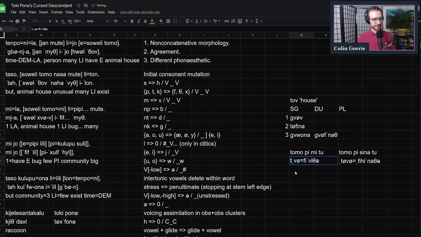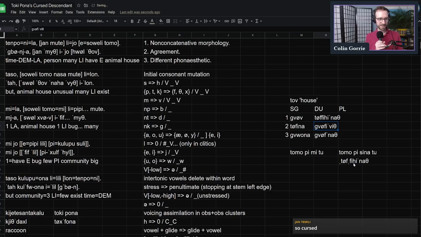Then we end up with gvifivitha. And we lose the schwa. So gvifivith. And tvfihi. So tvfihinatha. Tvfihinath. Oops. No. Colin, you're losing it, pal. There we go. Tefihinath. Oops, I got those backwards.